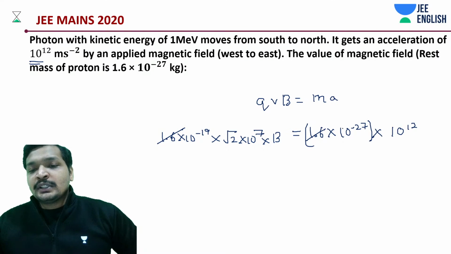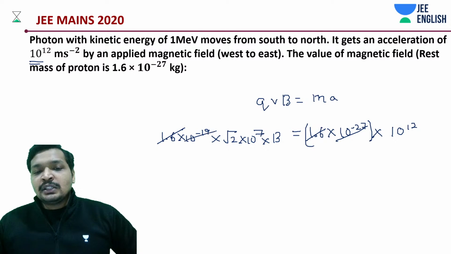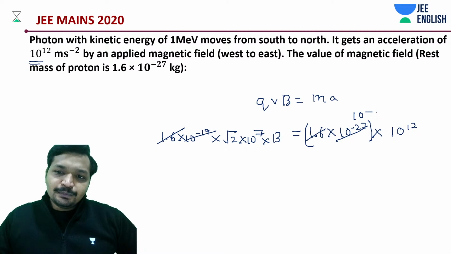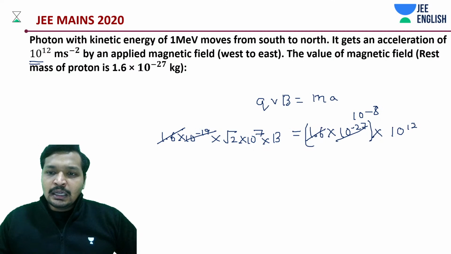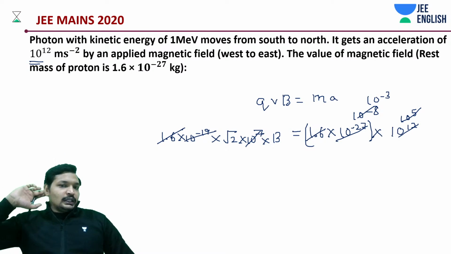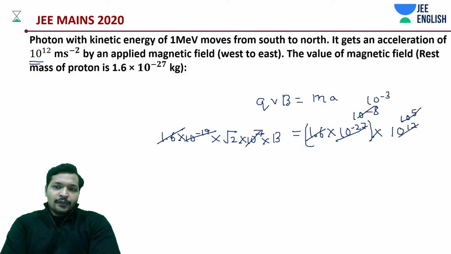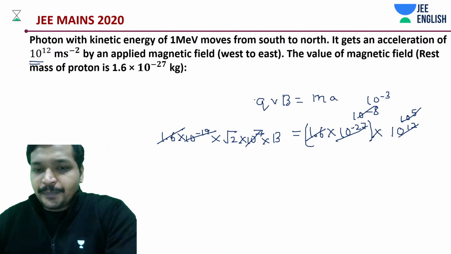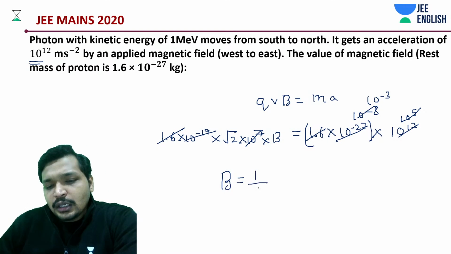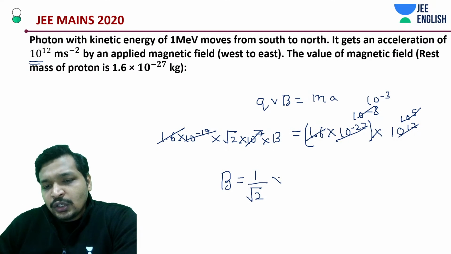1.6, 1.6, and then you have 10 to the power minus 27, and 10 to the power minus how much is left? 8. Here we go: 10 to the power 7, 10 to the power 12, 10 to the power 5, and that would be 10 to the power minus 3. And B is going to be how much? 1 by root 2 into 10 to the power minus 3 Tesla.